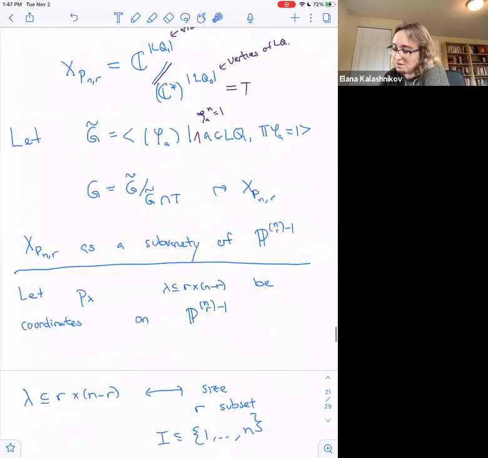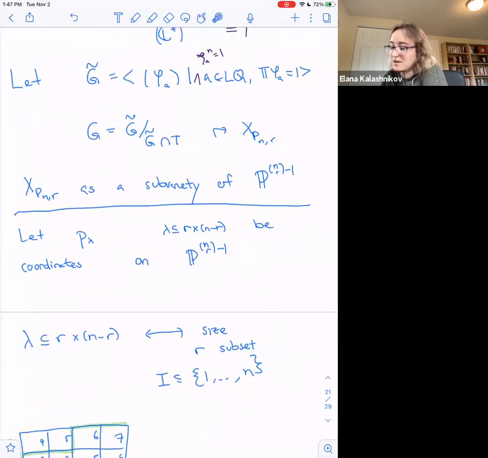So let me remind you, or tell you, how to do that. It's to see it as a special fiber of a toric degeneration. You see it as a subvariety inside projective space, where it's projective space of dimension n choose r minus 1. So this is indexed by Plücker coordinates.